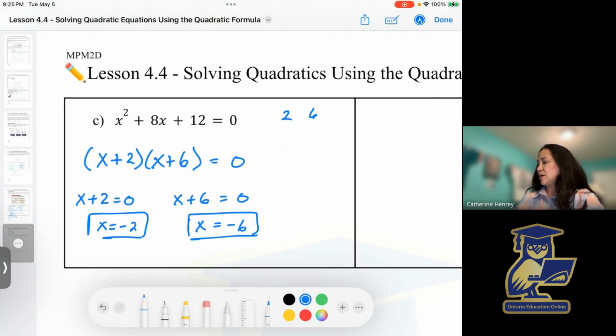So practice with all of those 5 methods and understand the advantages and the disadvantages of all of them. And that'll help you decide which one you want to use.